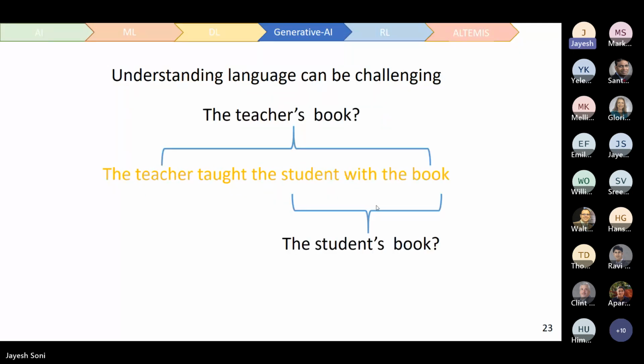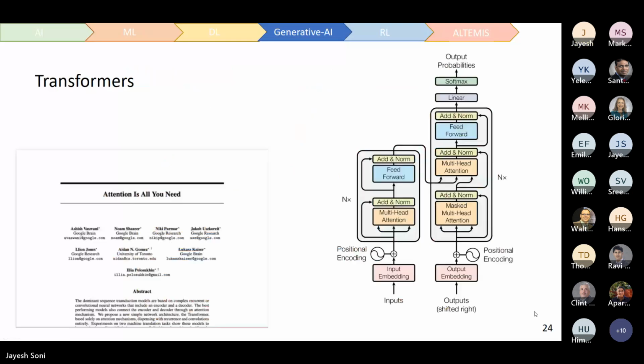Let me tell you another sentence: "The teacher taught the student with a book." Now the confusion is whose book it is. Is it the teacher's book or the student's book? So even for a human, it is sometimes very difficult to understand natural language with this type of sentence. So the developers from Google Brain came up with an algorithm called transformers, and transformers have revolutionized the whole large language model world.